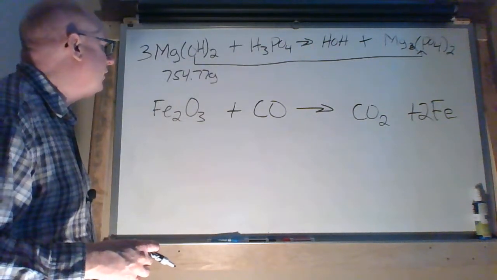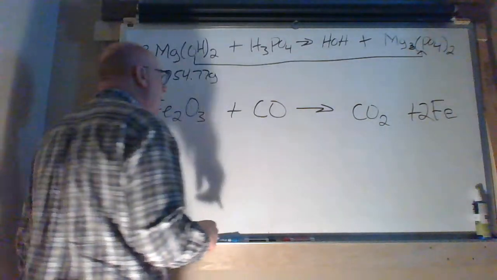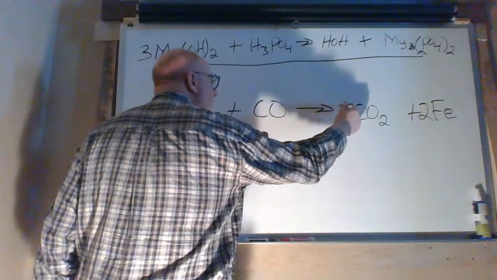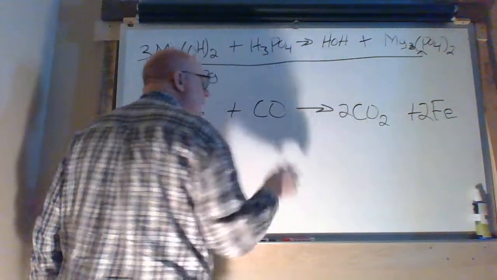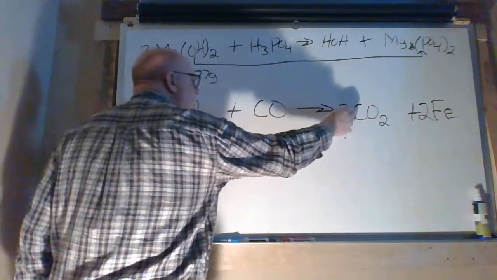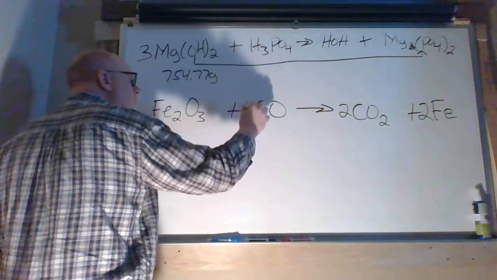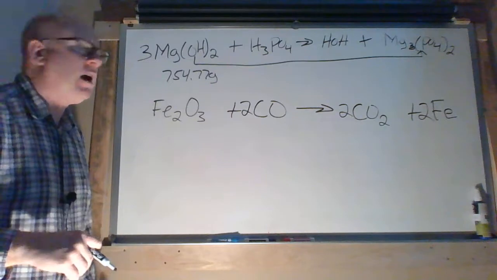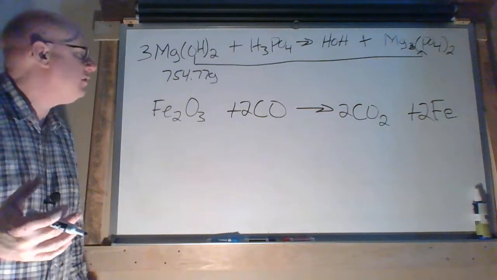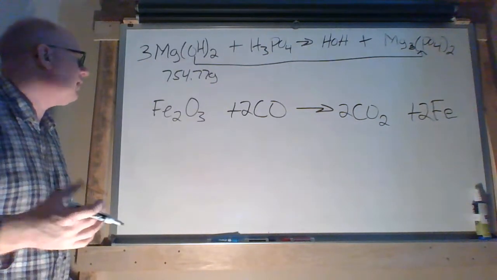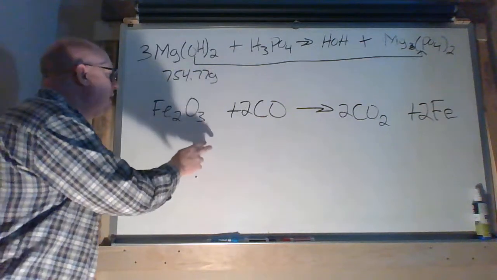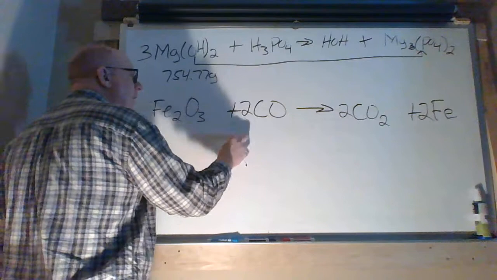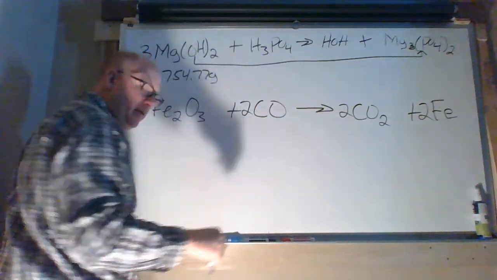And what you might think is, okay, if we got 4 and 2, we put a 2 here. Now your oxygens are balanced, but now we got 2 carbons, and only 1 over here. And the moment that you do that, now your oxygens aren't balanced. You've got everything but your oxygens: 2 irons, 2 irons, 2 carbons, 2 carbons. We've got 5 oxygens to 4 over there.